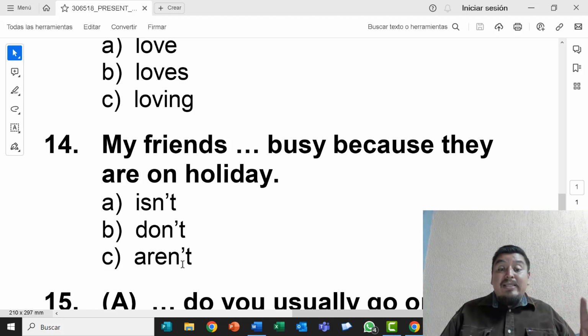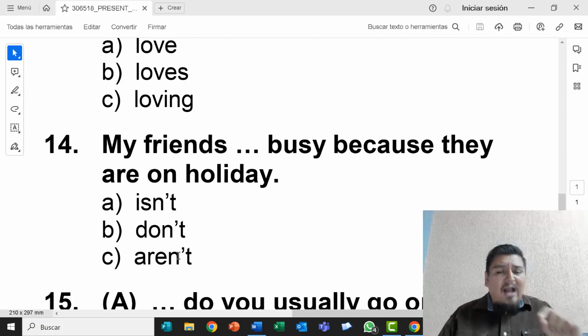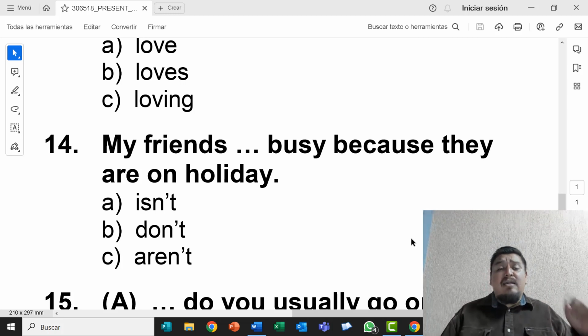Aren't. No están ocupados. No tenemos ningún verbo aquí, así es que no pensemos en usar don't or doesn't. Okay? Aren't. My friends aren't busy because they are on holiday. This is the correct answer, letter C.